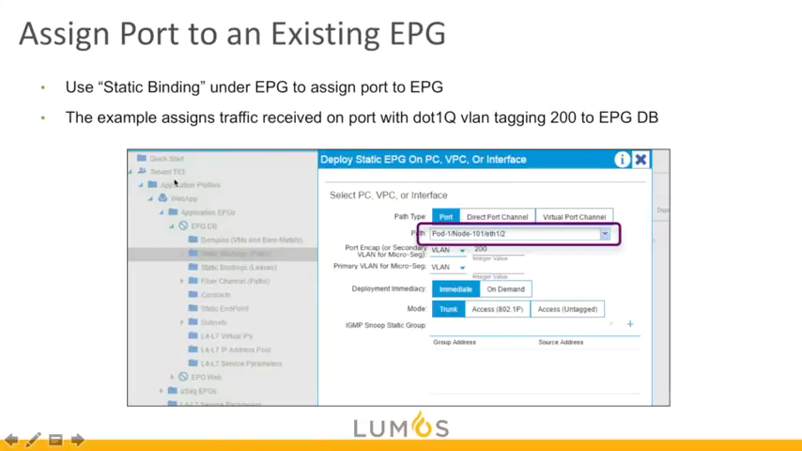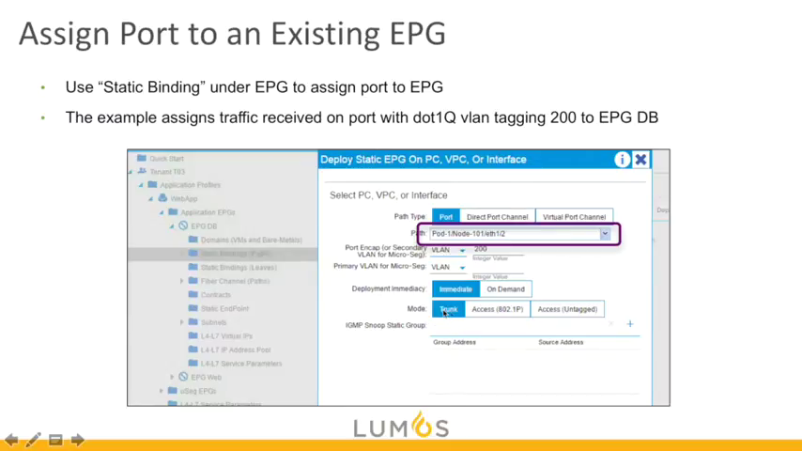So what it looks like here is we use a static binding. Here we have tenant T03, under application profiles, under web app, under application EPGs, under our database EPG, under static bindings, right click, deploy static EPG on PC, on port channel, virtual port channel interface. So here we're just doing interface on node 101, Ethernet 1, interface 1/2. We're going to do VLAN 200. Deployment will be immediate or on demand, it doesn't matter which, it depends on what your needs are. I just picked immediate here.